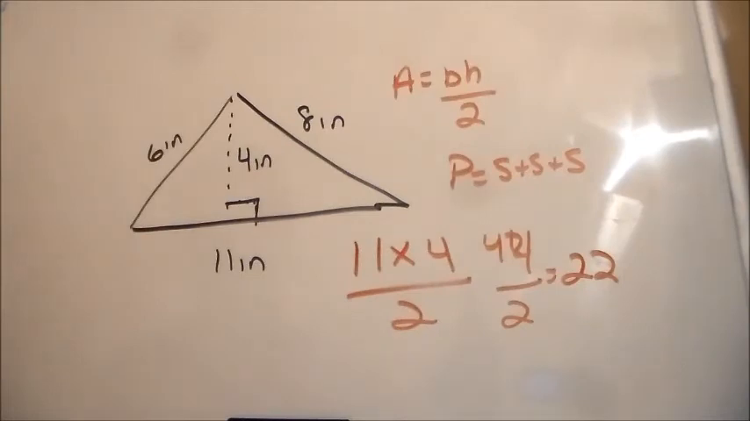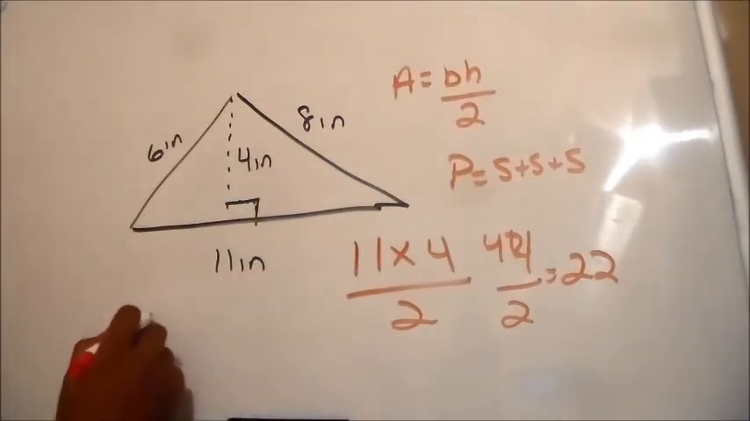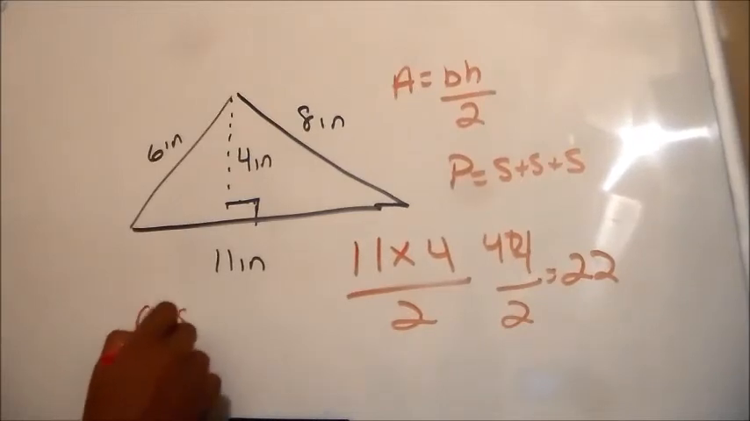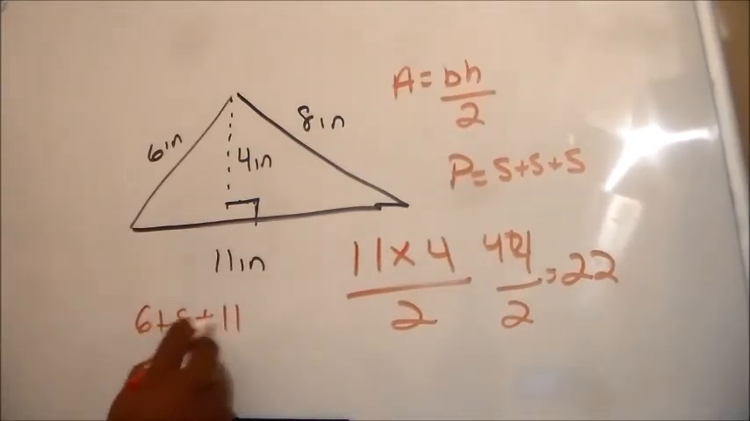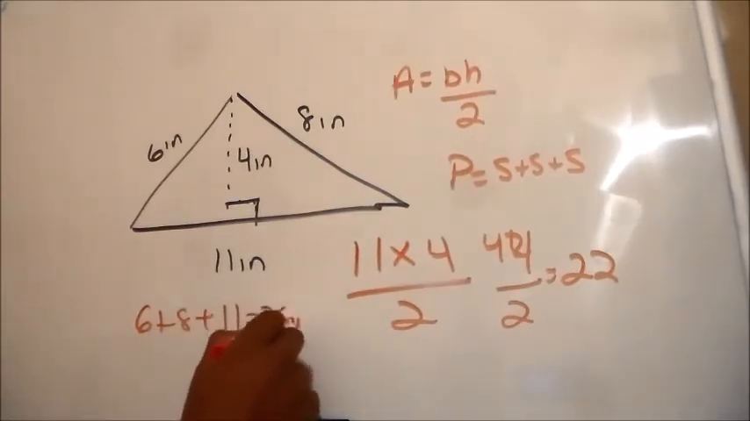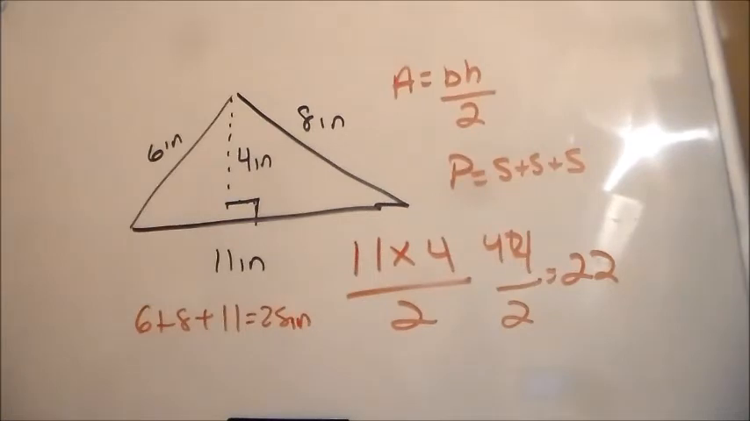22. And perimeter would be, check our real estate, 6 plus 8 plus 11, 19, 25, 25 inches. All right, so that is our first triangle. Area 22, perimeter 25.